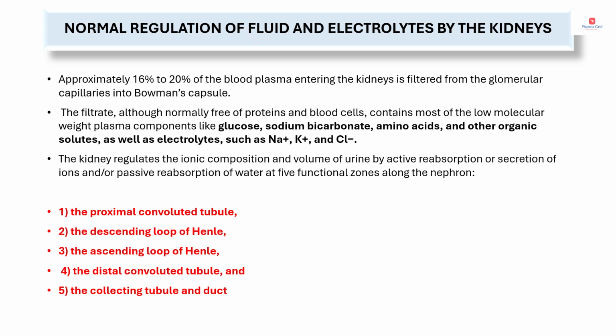That we already mentioned. That is the proximal convoluted tubule, then the loop of Henle. The loop of Henle has two segments, that is the descending loop as well as the ascending loop, then the distal convoluted tubule and the collecting tubule and duct.